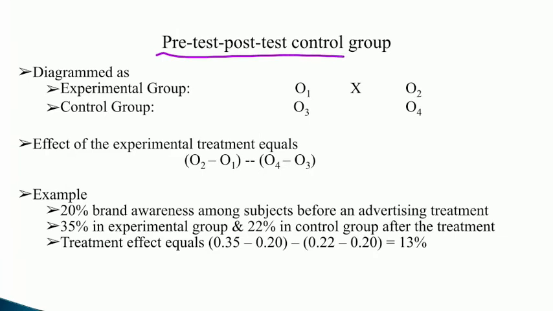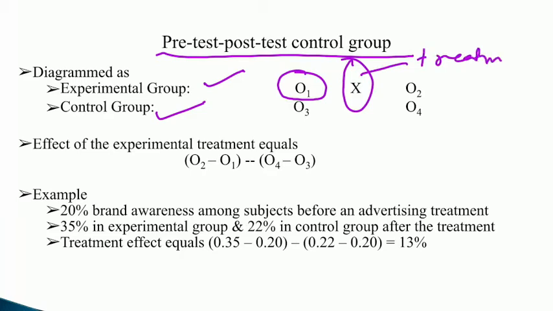Let's start with the pre-test, post-test control group. As you can see, the diagram is showing we have an experimental group and a control group. With the help of the diagram, we have observation 1, then after the treatment X, which denotes treatment, we have observation 2.